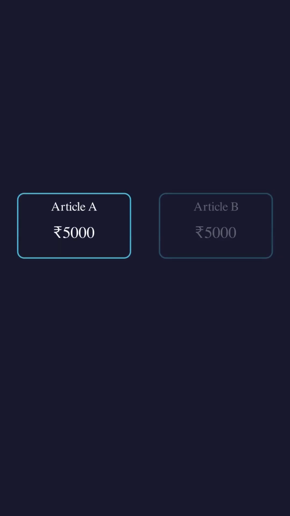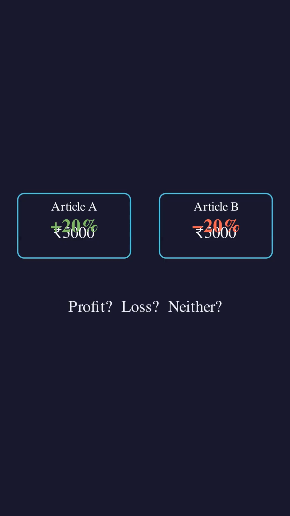A man buys 2 articles for 5,000 rupees each. He sells one at 20% profit, the other at 20% loss. Equal gain, equal loss. So no profit, no loss, right? Wrong. Let's do the math.